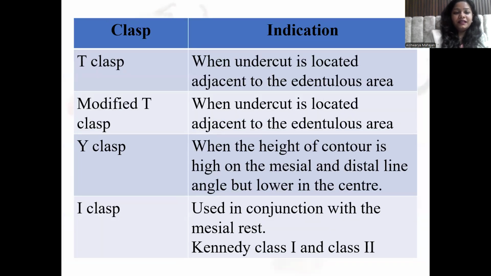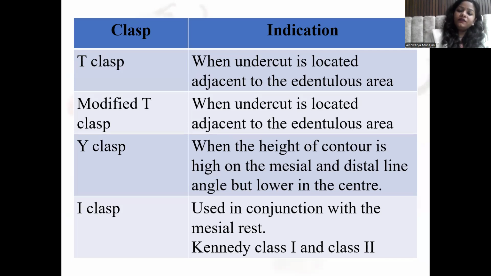Then next we have the T clasp. It is indicated when the undercut is located adjacent to the edentulous area. Modified T clasps are also given when the undercut is located adjacent to the edentulous area. Y clasp is indicated when the height of contour is high on the mesial and distal line angle, whereas low in the center. And I bar is usually given in conjunction with the mesial rest, which is the RPI concept, which is usually indicated in Kennedy class 1 and class 2 situations. So this summarizes all of the clasps and direct retainers that we can give.